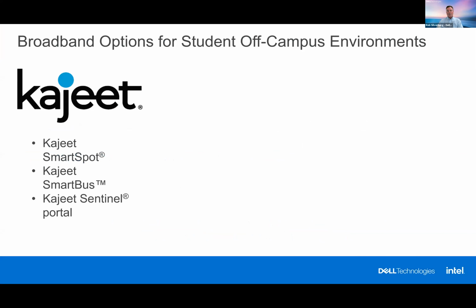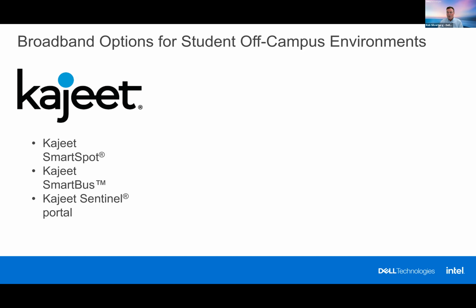So Dell has also partnered with a company called Kajit, and we have the partnership which allows us to provide these solutions, which are created by Kajit for connectivity. So if you're looking for both the device and the connectivity, you can get both from Dell. And the initial piece is the Kajit Smart Spot, which is that hotspot that's specifically designed for student use. Then there's the Smart Bus, which allows you to create an entire connectivity solution for a school bus.